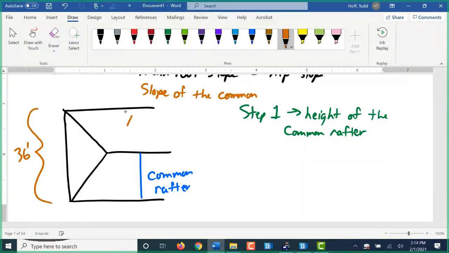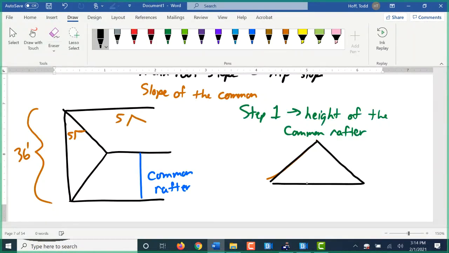Then I'm going to give you a slope here. Let's say this slope is 5/12. Conventional means the slope over here is also 5. How do we find the height of the common rafter? You know the span is 36 feet, the slope is 5/12, and this is our height. That's what we're looking for right there. 5 represents a rise that's vertical. 12, it's not written here, but that represents the run that's horizontal.